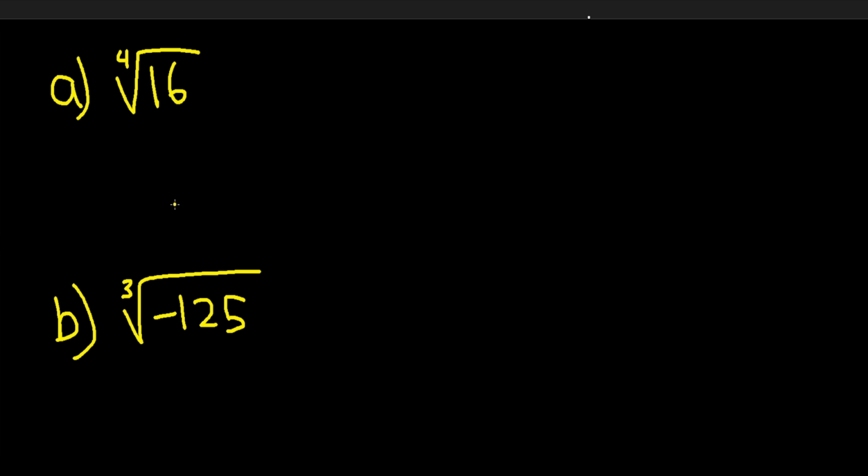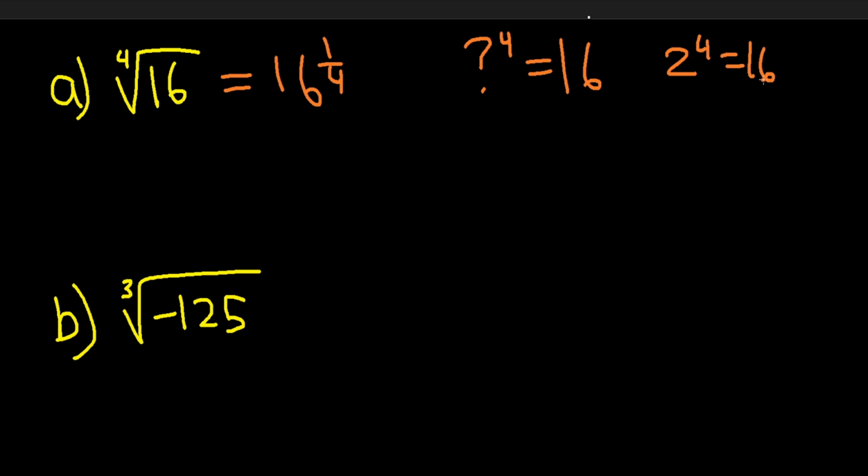Now let's walk through some evaluations of radicals in rational exponent form, and I suggest that if you want to tackle these on your own and haven't watched my video on rational exponents, you take a look at that. For a, we already know that we can write this as 16 to the power of 1 over 4, and now we're looking for some number to the power of 4 equals 16. Since 2 to the power of 4 equals 16, we'll say that 16 to the power of 1 over 4 is 2.